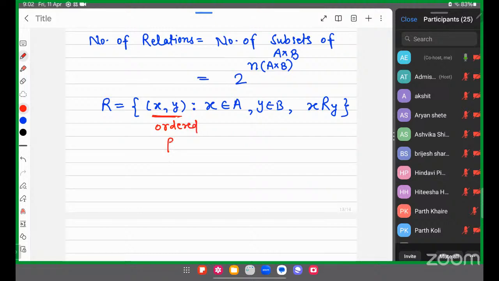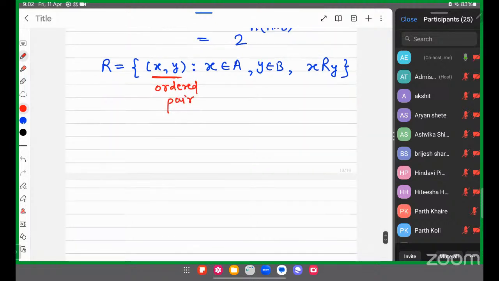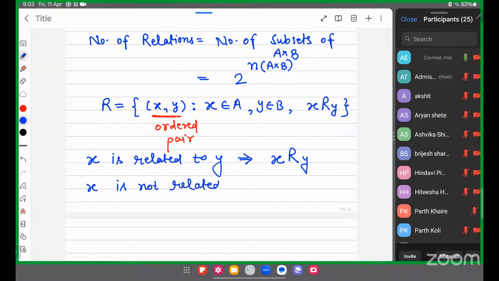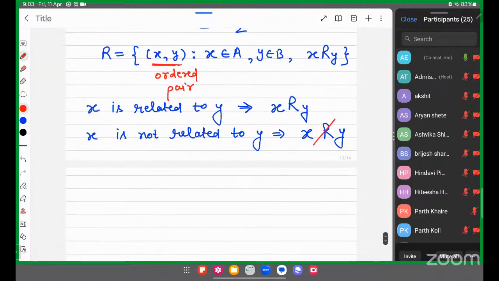This is known as what? Ordered pair. Now if element x is related to element y, in mathematics we will write it as x is related to y, and if x is not related to y, we will write it as x is not related to y, meaning we will cut R, right? So x is not related to y.